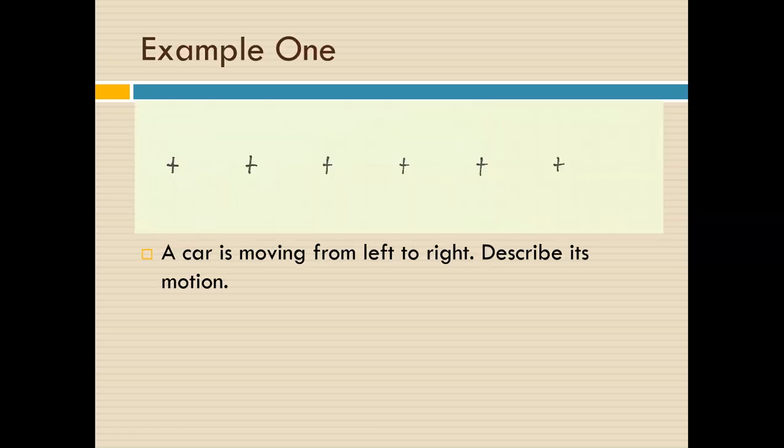Okay, but the reality is we just keep track of that one point, and we can do our analysis of the motion. For example, here we have a car moving from the left to the right. Let's make life a little bit easier, and let's say that the right is positive. Okay, left side is negative, right side is positive, so the car is moving from the left to the right. Describe its motion.